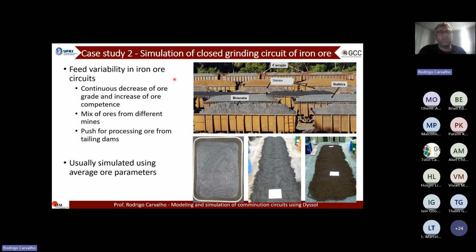As circuits dealing with iron ore, especially in Brazil, they have to deal with feed variability. So there's a continuous decrease of ore quality, the grade, and the increase of ore competence. Now there's this push for processing iron ore from tailings, and also this operation of mixing different ore types. So we're mixing materials with different breakage characteristics, competences and work index.